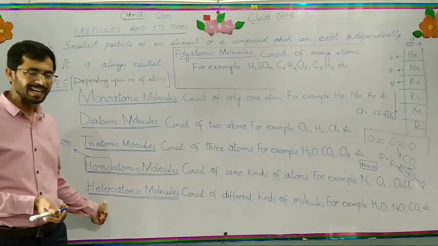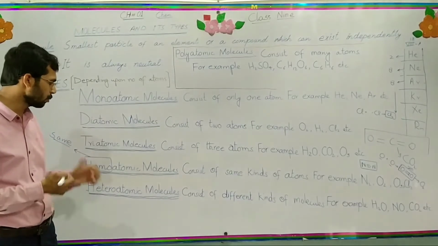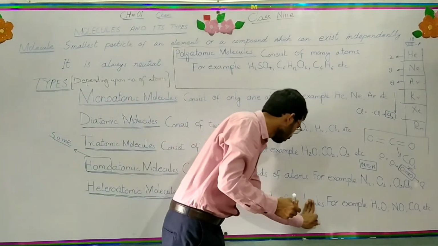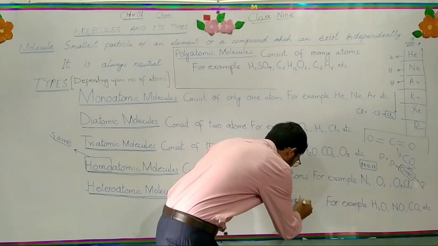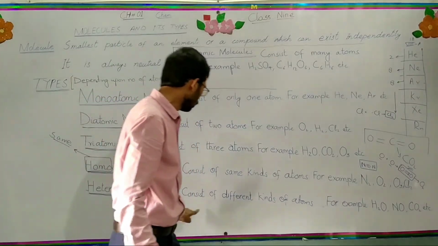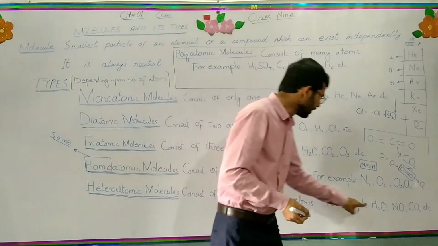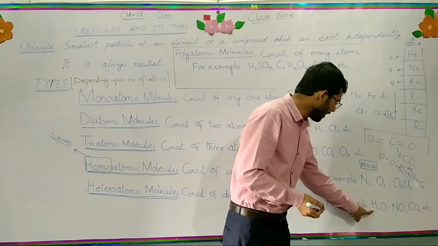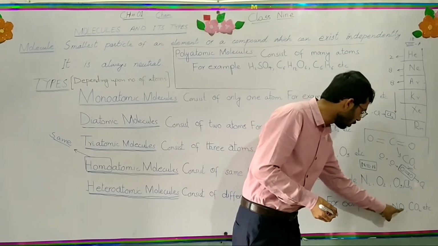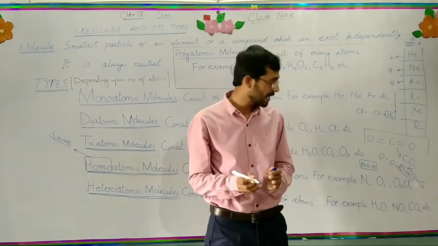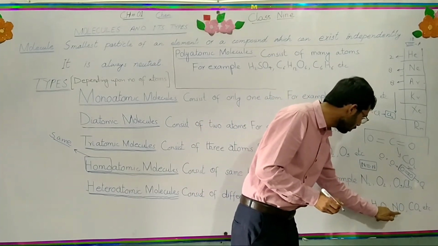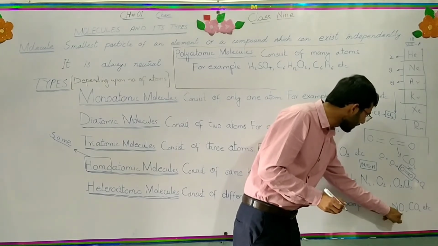And the next one is heteroatomic molecules. Heteroatomic molecules are those molecules which consist of different kinds of atoms. For example, H2O, there are 2 atoms of hydrogen and 1 atom of oxygen in one molecule of water. NO, nitrogen monoxide, it is not monooxide. This word is monoxide, nitrogen monoxide. Nitrogen monoxide consists of 1 atom of nitrogen and 1 atom of oxygen.